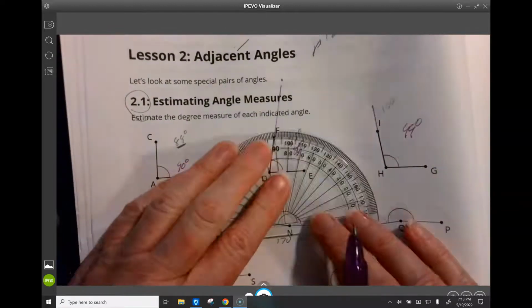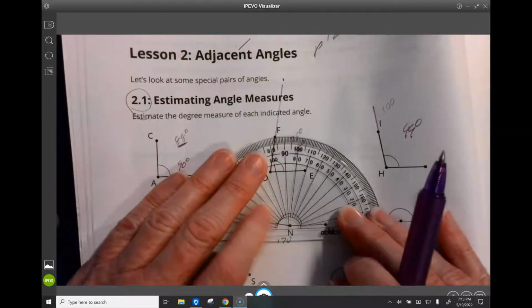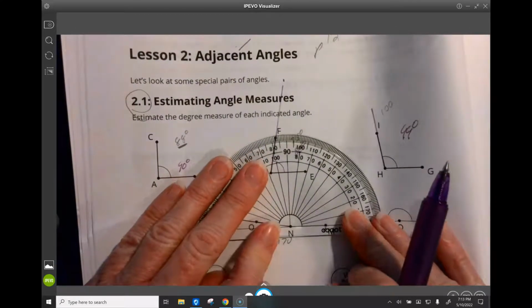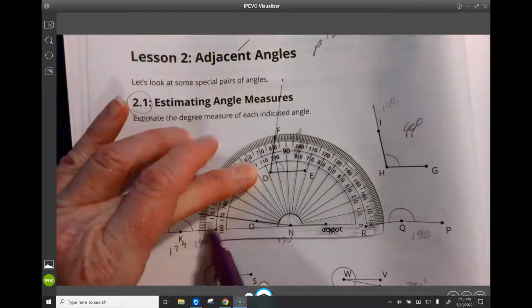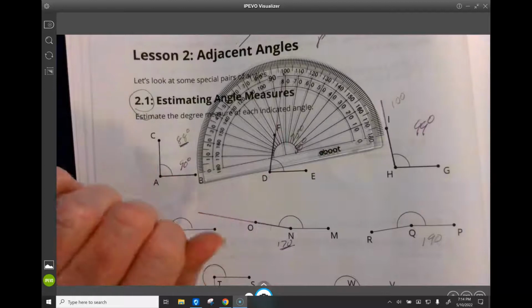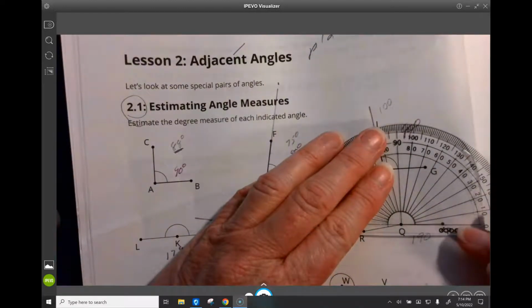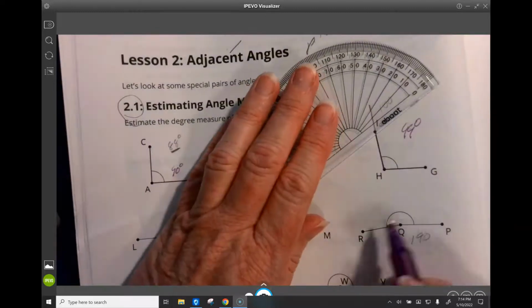Okay, so here we go. We're measuring from here, and this is an obtuse angle, so this one's going to be more than 90, so keep that in mind. And it comes all the way out here. That says that it's about 170. Woohoo! I was dead on that one. Nice job, me. Now this one, what makes this one tricky is it's more than 180.